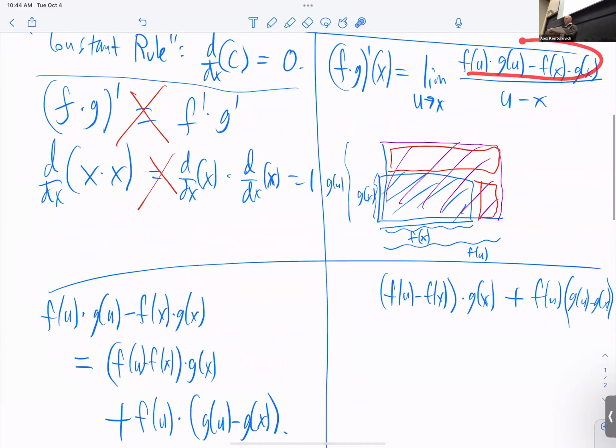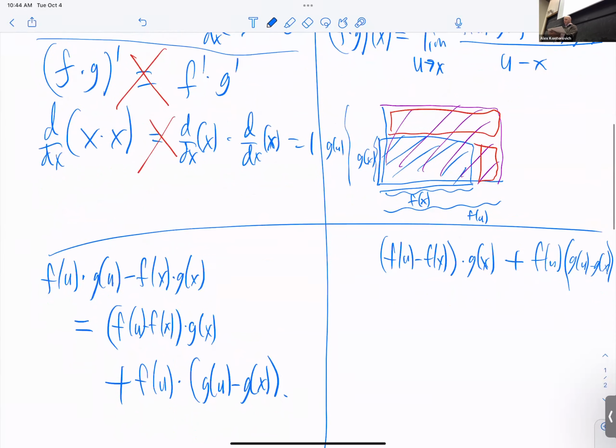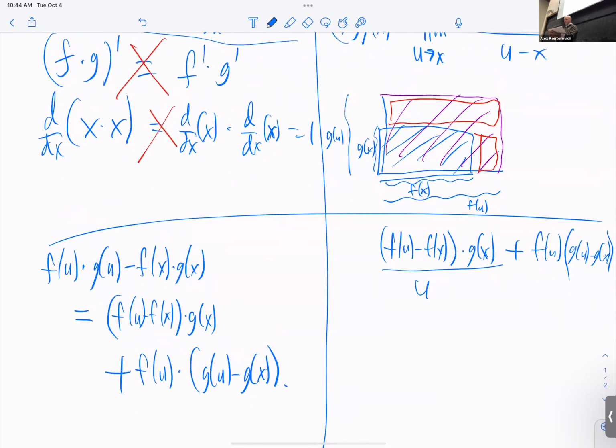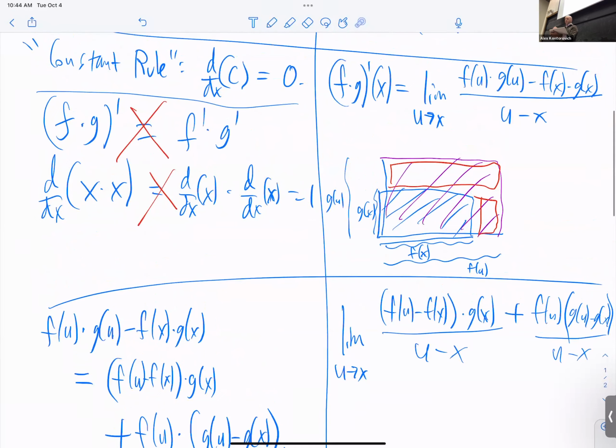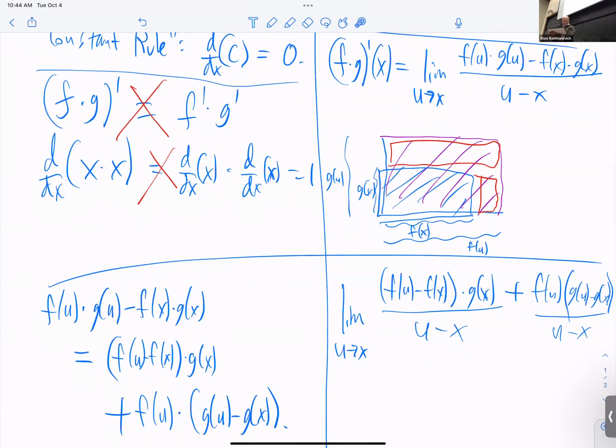That's the numerator. I'm going to divide both terms by u minus x. And I want to take the limit as u goes to x, right? That's exactly what this derivative will be. Does everybody see that? Any questions on how I got that? Okay, so let's see if we can work out what this limit is.